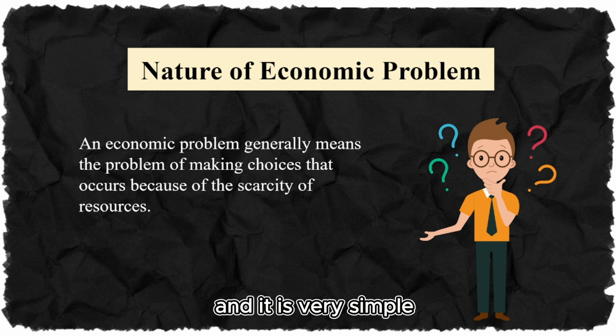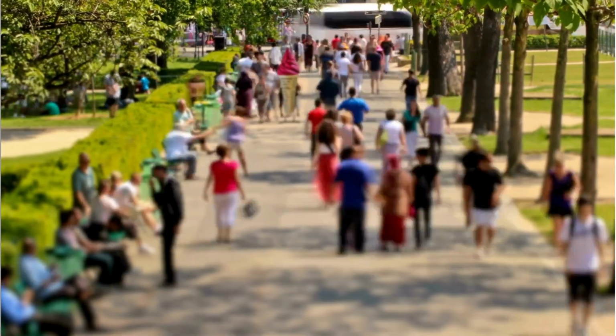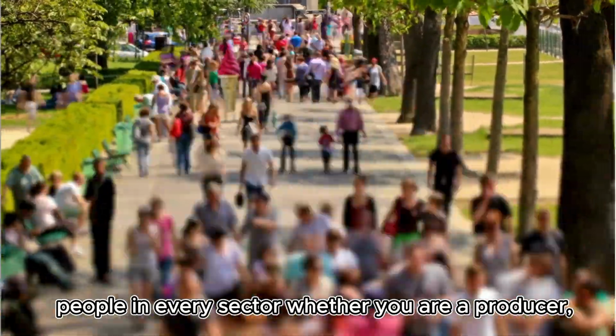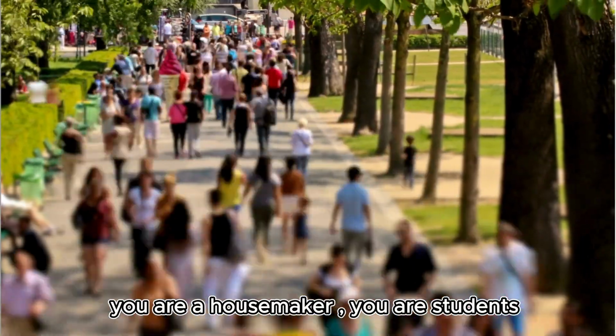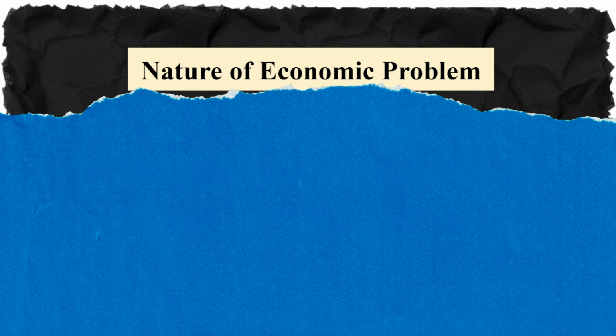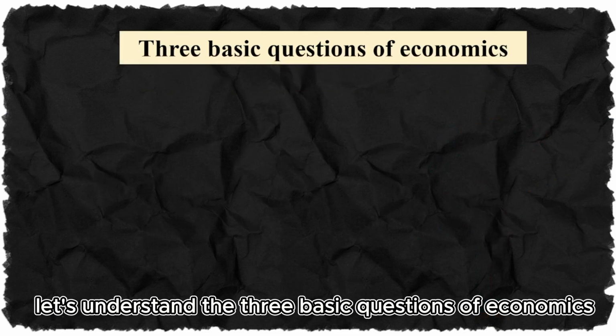And it is very simple. Everyone does it. So just like this example, people in every sector, whether you are a producer, a businessman, a housemaker, or a student, our resources are very limited. So we have to choose between our wants. And that's the main problem of economics. Now let's understand the three basic questions of economics.